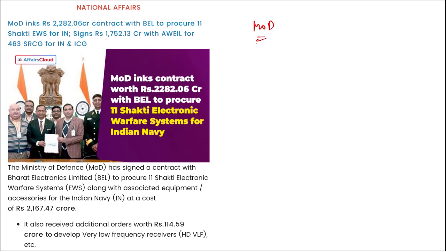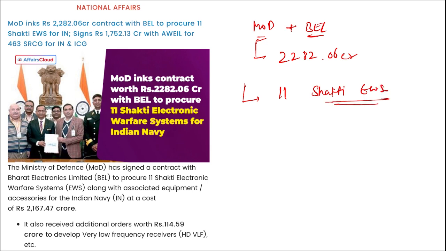Recently, Ministry of Defense, they have signed a contract worth 2,282.06 crore rupees. This contract of Ministry of Defense was with BEL, that is Bharat Electronics Limited, and under this MOU, remember, or under this contract, 11 Shakti EWS will be procured. What are these Shakti EWS? EWS is your electronic warfare system, right? So 11 Shakti electronic warfare systems will be procured for Indian Navy.